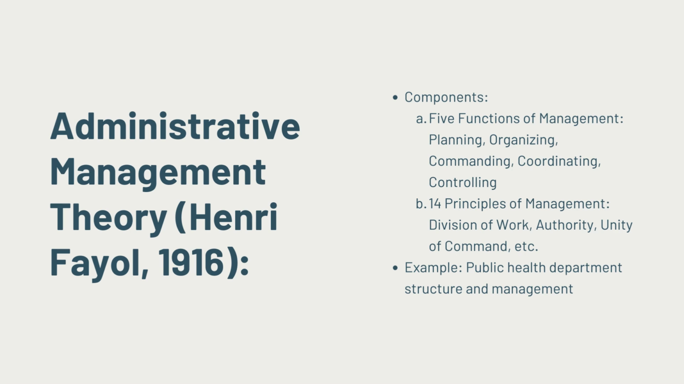In public administration, these principles can be seen in how government agencies are organized, structured, and managed. So for instance, a public health department would have clear divisions of work. For example, it may have departments for disease prevention, a department for health promotion, and so on. And each employee would report to one supervisor to ensure clear lines of authority and communication.